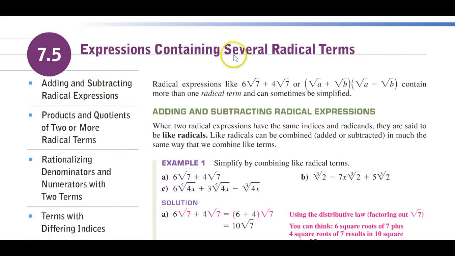Expressions containing several radical terms. How do you treat them? Well, often you treat a radical as if it were a variable. That is, in like terms and in multiplication. And we have built a little bit up already, but let's take a look at this. So here are two radical expressions. Notice they have the same radical.